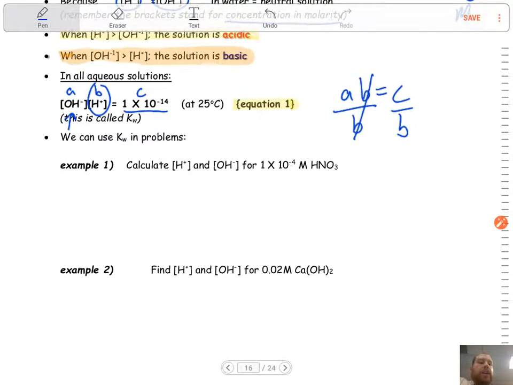So, if I'm looking at example 1, HNO3, well, let's write the dissociation reaction for it. It's going to help us see what ions we actually have. So I've got HNO3, and when I break that down, I'm going to get H+ and NO3-.